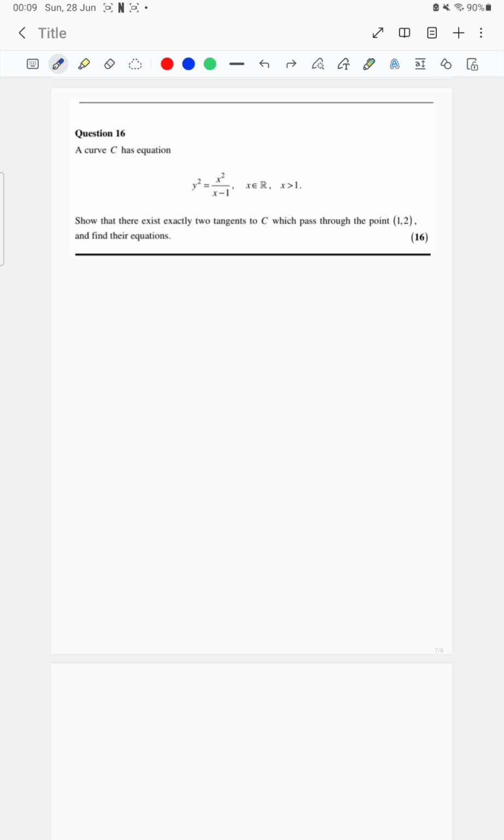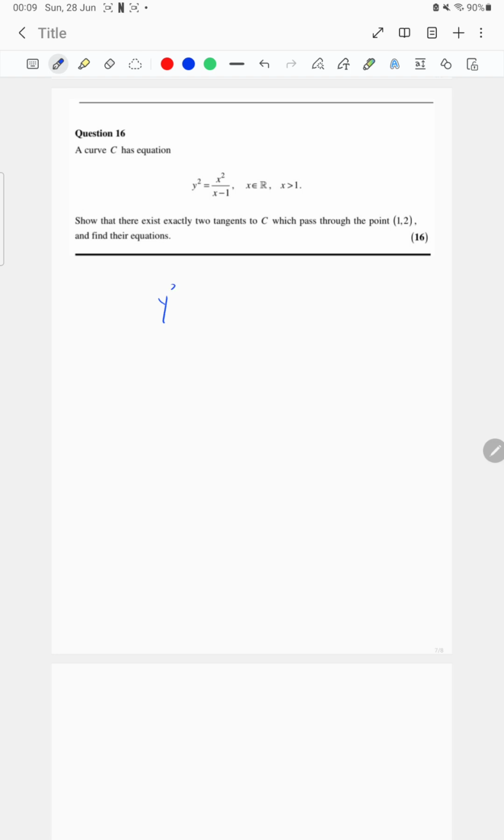So the first step we have to do is differentiate it, because we have to find the gradient of the tangent. So let's do that. But as you can see, it is in y squared and x squared, so that is another part that is complicated. But I think we can get through that. Okay, so let's write it.